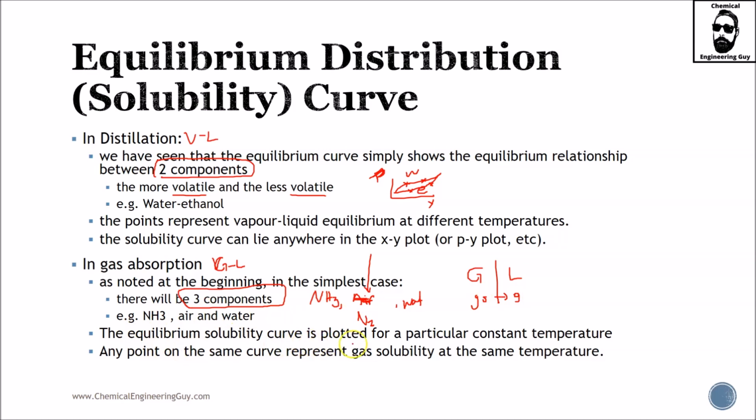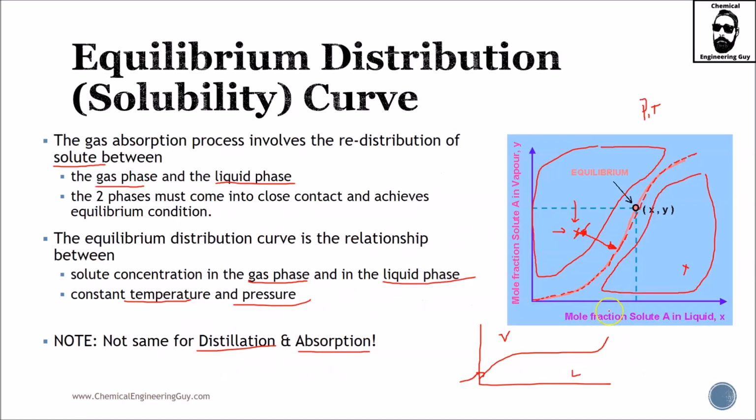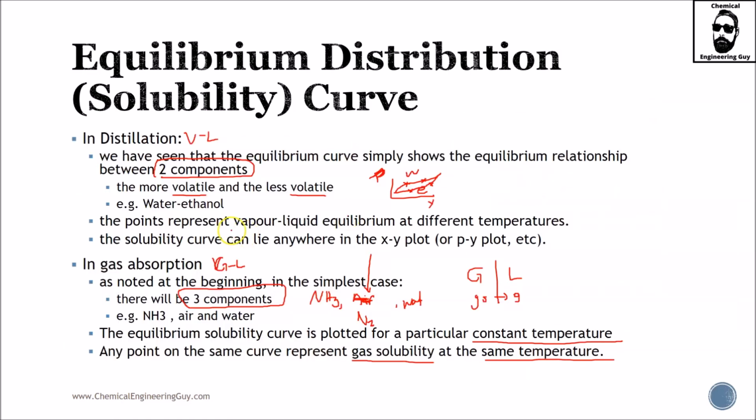The equilibrium solubility curve is plotted for a particular constant temperature. Any point on the same curve represents gas solubility at the same temperature. So this is interesting. This is the same temperature at this point. This point has the same pressure as this point. Okay, let's check out some examples so we have a clear vision of what we're talking about.